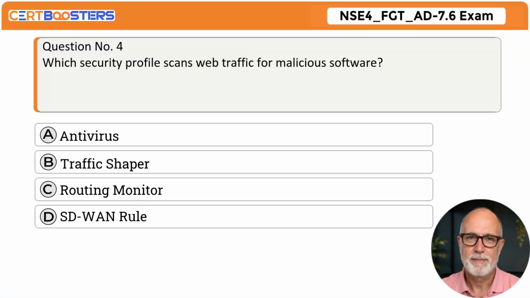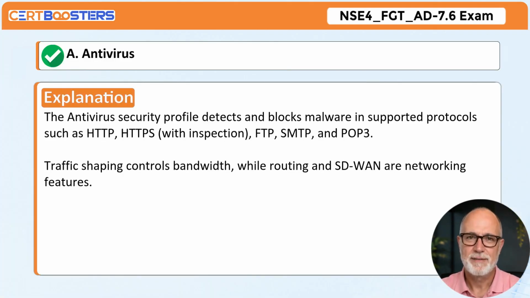Question number 4. Which security profile scans web traffic for malicious software? A. Antivirus. B. Traffic Shaper. C. Routing Monitor. D. SD-WAN rule. Correct answer: A. Antivirus. Explanation: the antivirus security profile detects and blocks malware in supported protocols such as HTTP, HTTPS with inspection, FTP, SMTP, and POP3. Traffic shaping controls bandwidth, while routing and SD-WAN are networking features.